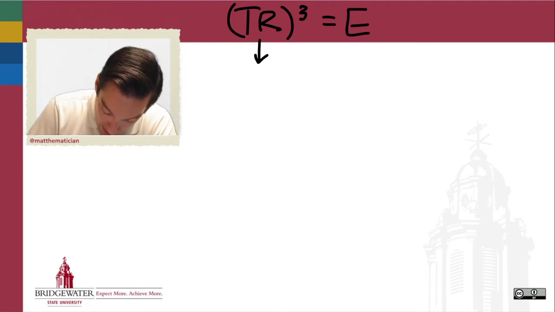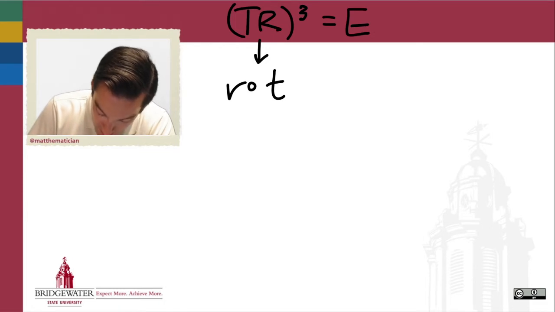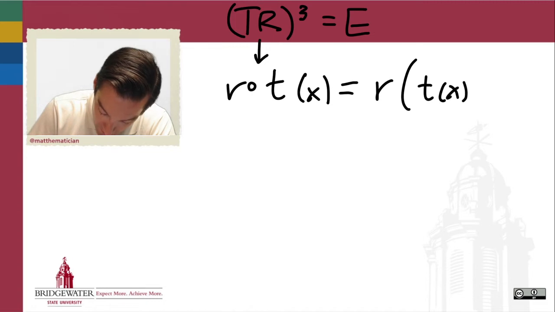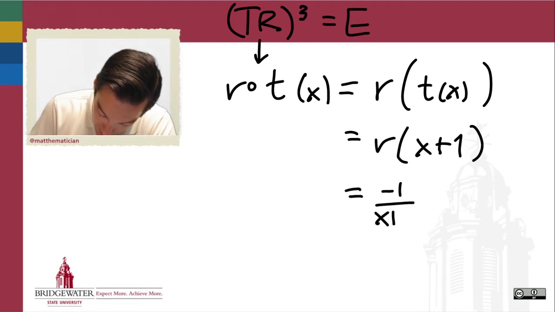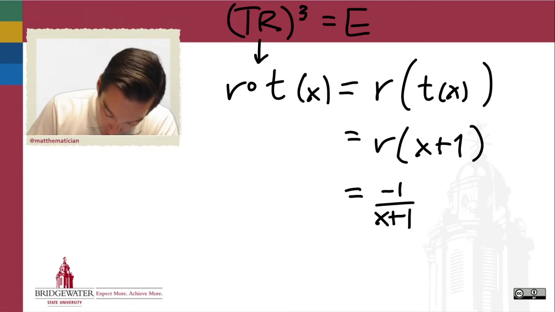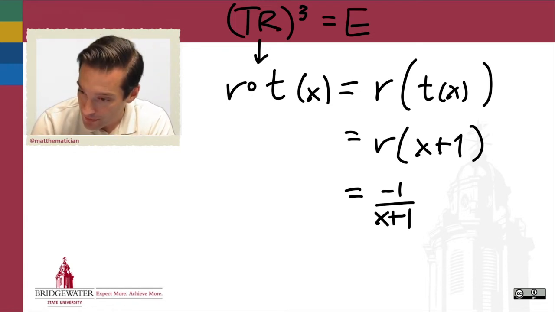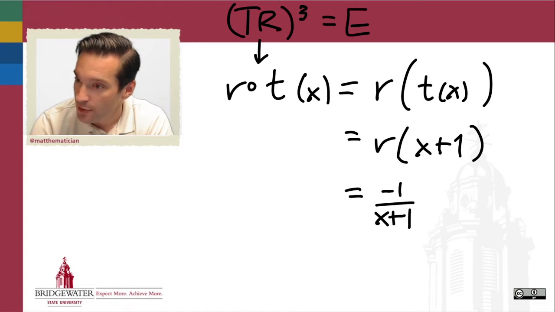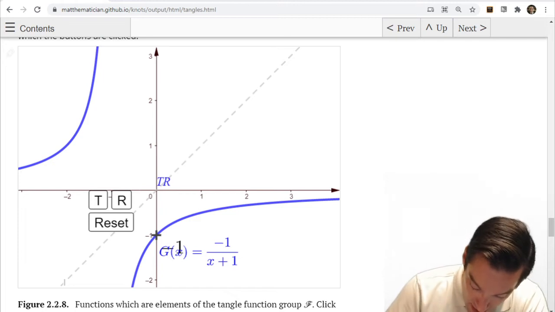T happens first and R happens second. So this really should be R composed with T. So let's figure out what R composed with T is. This is R of T of x. Well, T of x is x plus 1. And so R of that is minus 1 over x plus 1. So this is the function, minus 1 over x plus 1, that represents TR. Here is its graph, using my little widget over here. So this is what my TR function looks like.